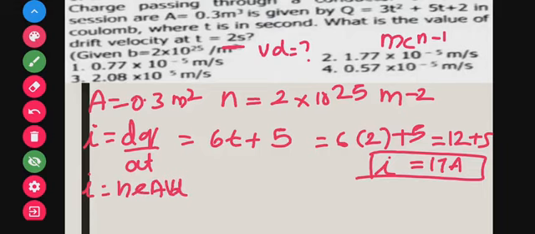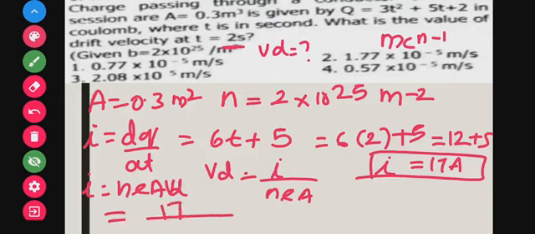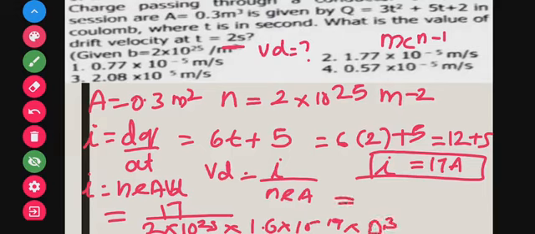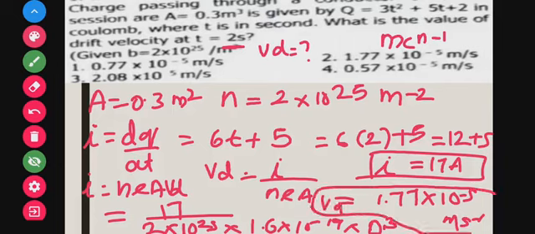NEAVD, and we have to find the drift velocity. It is nothing but I divided by NEA. So we know the value of I is 17, and n value is given, that is 2 into 10 to the power 25, and then e value is 1.6 into 10 to the power minus 19, and area is 0.3 meter square, so 0.3. Okay, if we solve all this, we will be getting the answer as 1.77 into 10 to the power minus 5 meter per second. Meter per second, this is the drift velocity value. So the correct answer for this question is option number 2, 1.77.